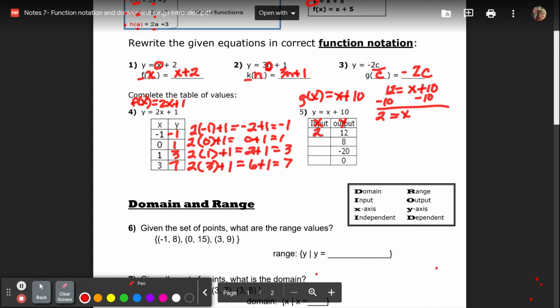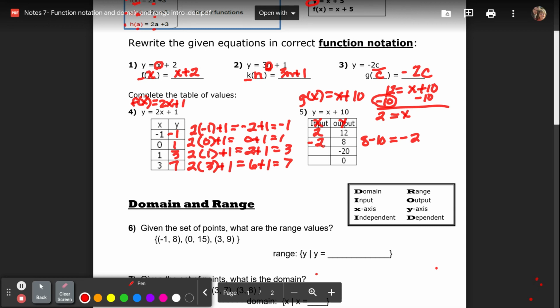Now then, instead of working the one-step equation out for all of them, we're going to have to subtract 10 from each Y value. So when we get to 8 here, we're going to go 8 minus 10, which gives us negative 2. So that's our X value there. So negative 2 plus 10 is 8.